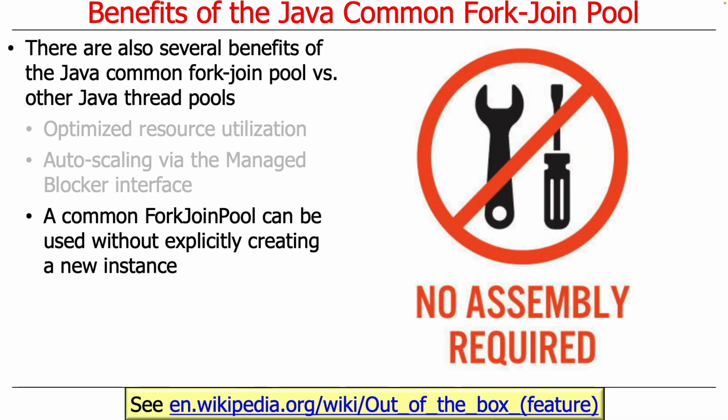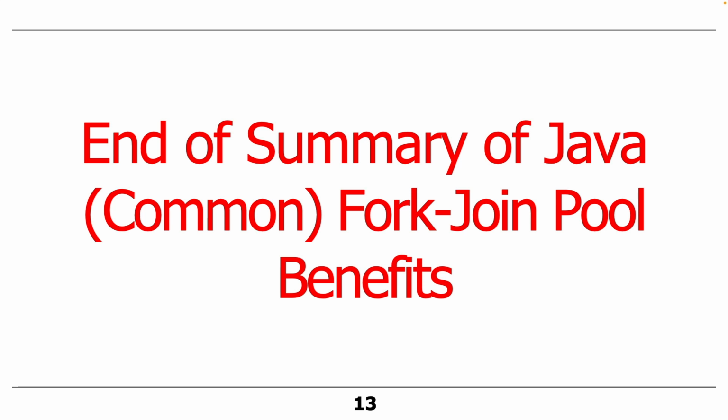Another nice thing about the common fork join pool is it can be used without explicitly creating a new instance. When you start up any Java program past Java 8, there is a common fork join pool that exists. It's essentially a singleton, although it's not implemented quite as a singleton, but it's effectively a singleton in the sense that there's only one instance, and it's used to coordinate the processing of all the different threads that run in that context, and they can therefore be stolen and so on and so forth. So that's the end of the summary of the common ForkJoinPool and ForkJoinPool benefits.